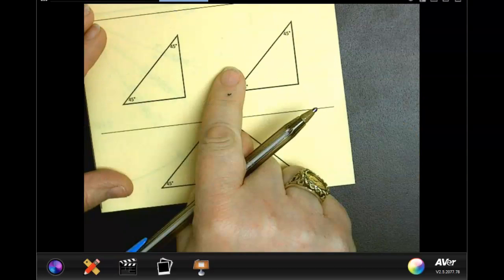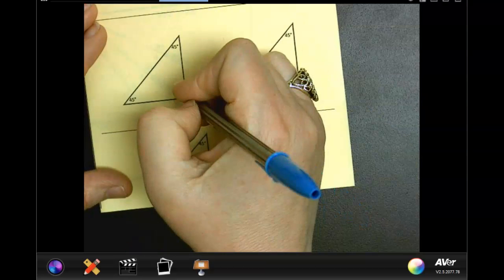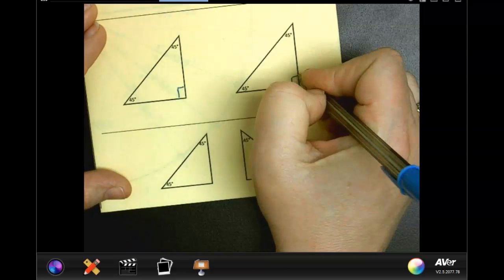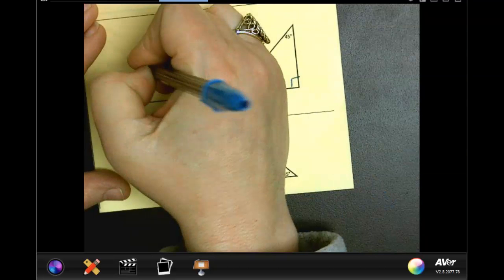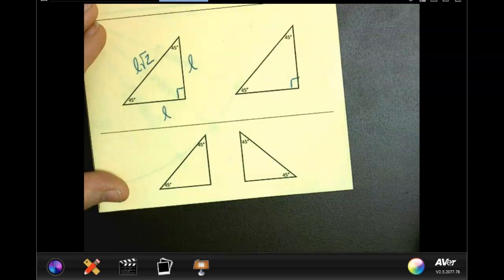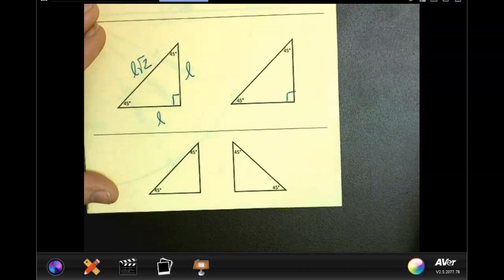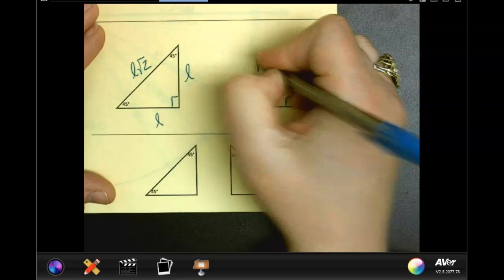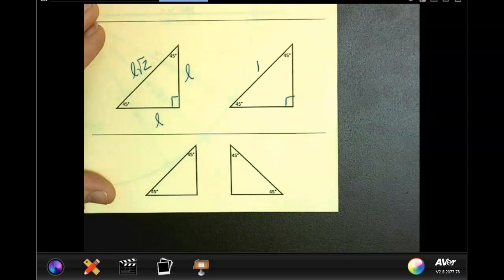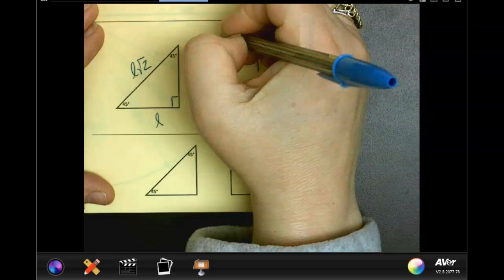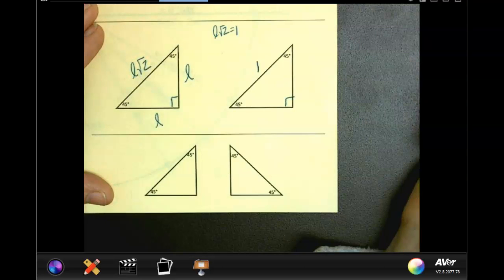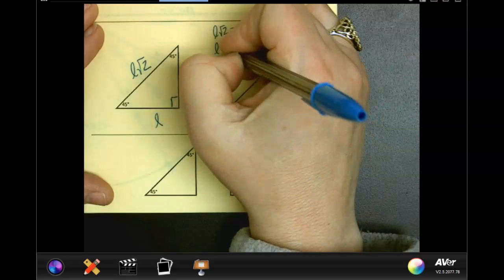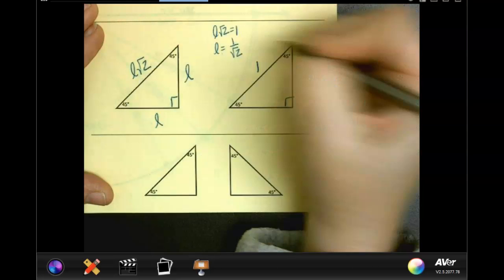All right. So now jump down here to these little 45, 45, 90 triangles right here. And we're going to put our little right angles on there. And this is L square root of 2. So if I want my hypotenuse of this one to be 1, then I know it may not be quite as obvious as the other one, but I do know here that L square root of 2 equals 1. So to get L by itself, I would divide by the square root of 2. 1 over the square root of 2.